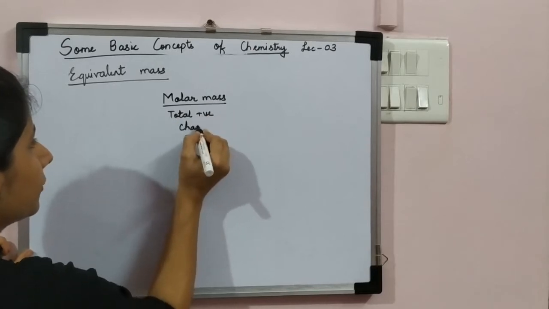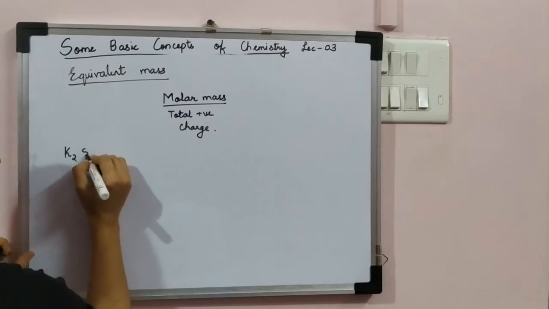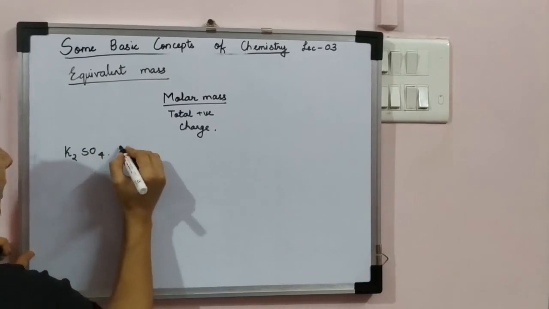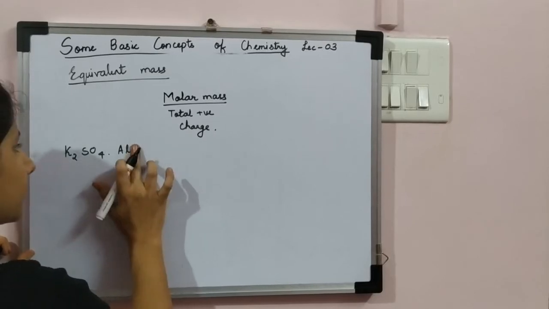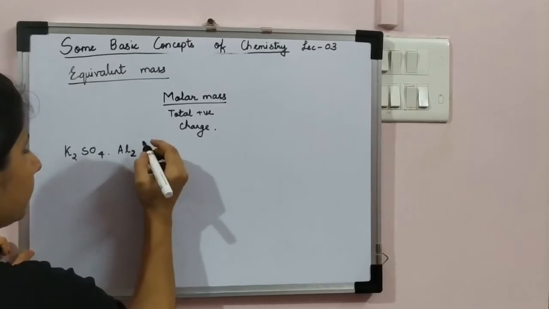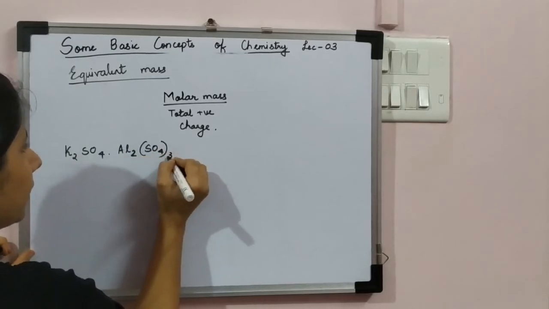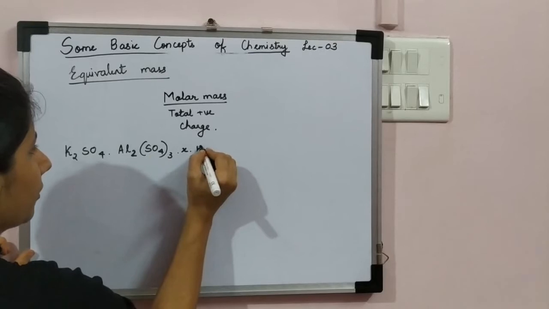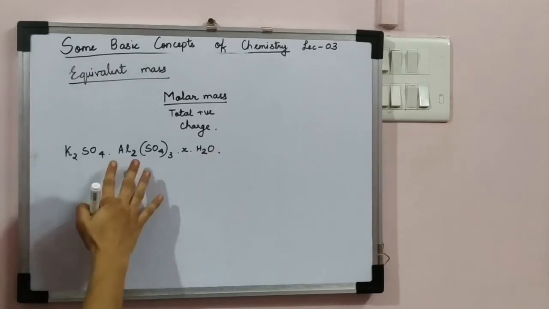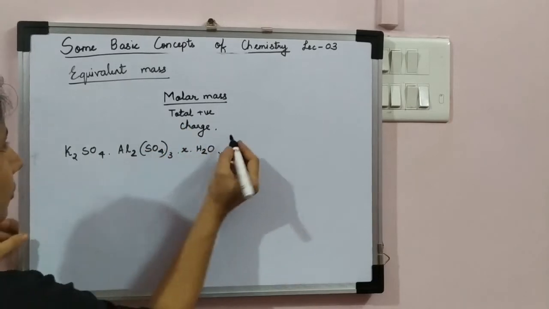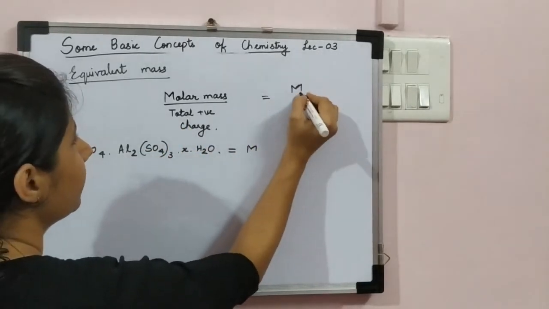Right? So as I'm saying, I will take alum. Alum is what? Potassium sulfate, a double salt, aluminium sulfate, and some molecules of water. So for the total positive charge, let's suppose its molar mass is N. So the molar mass would be N.